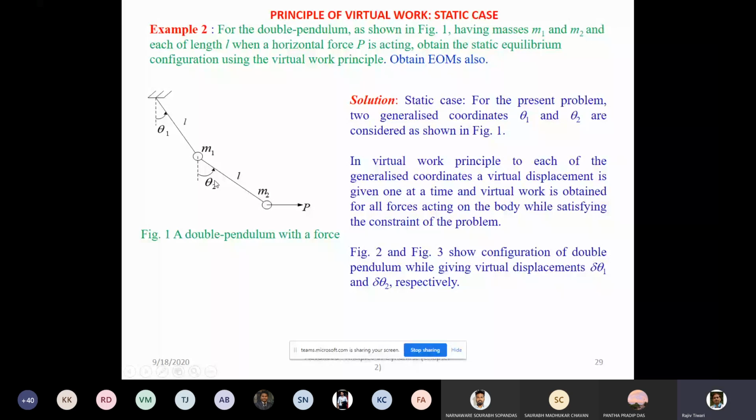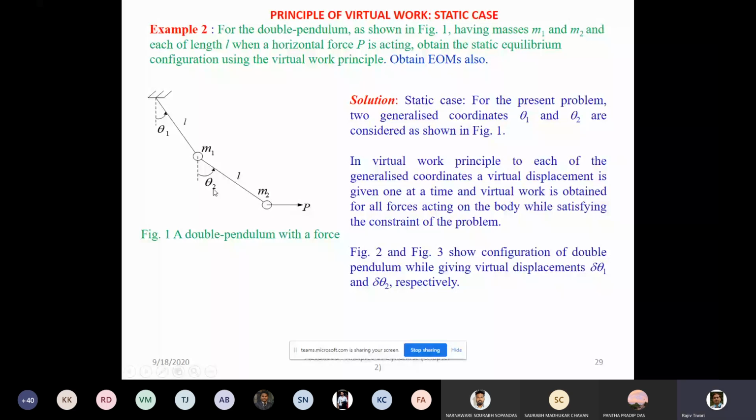The lengths of the two rods are L1 and L2, but the masses are M1 and M2. We need to find the equilibrium position of this. The most convenient generalized coordinates will be theta1 and theta2. Here we could also have chosen x1, y1, x2, y2, but that would make the equations more complex. In this particular case, we are choosing theta1 and theta2 as the generalized coordinates.